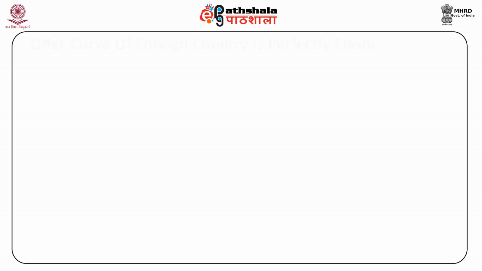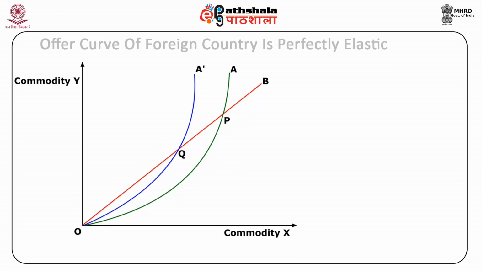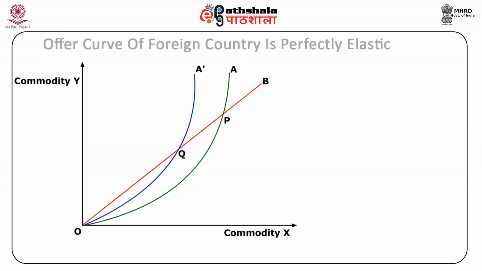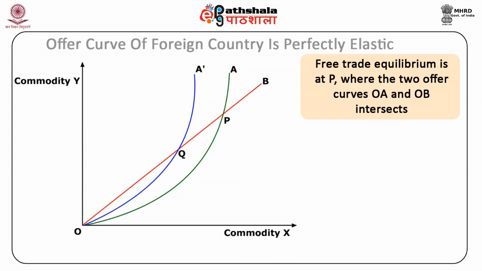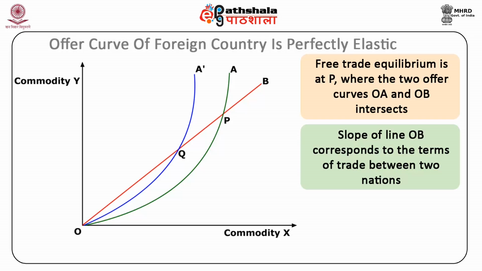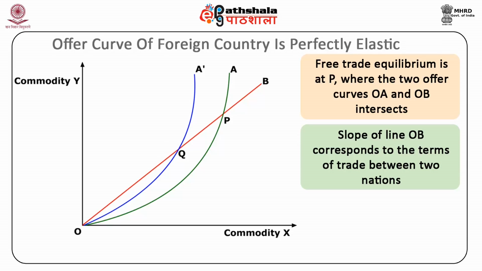If nation 2 offer curve is perfectly elastic, the terms of trade cannot be improved by the tariff imposing country nation 1. As shown in the figure, the offer curve OB of nation 2 is perfectly elastic, which is a straight line, and OA is nation 1 offer curve. The free trade equilibrium is at P, where the two offer curves OA and OB intersect. The slope of line OB also corresponds to the terms of trade between the two nations.